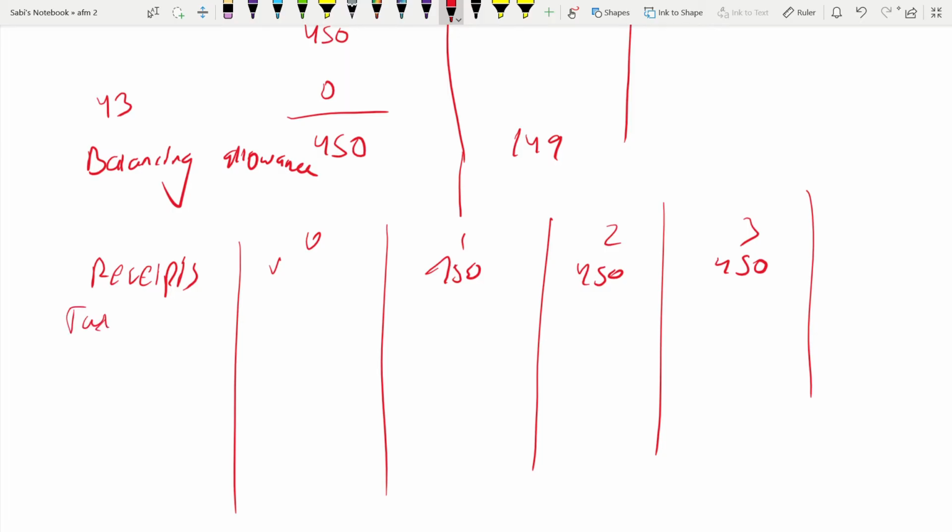Tax at 33%. See, tax at 33%, we are not taking tax allowable depreciation for the time being. Tax at 33% means on this 450, tax. On that receipt, you are taking tax.